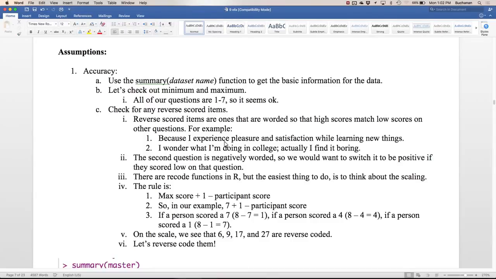So we're going to check for accuracy first, min and max values. That's old news. Here's something new. You don't have to do this on the homework one, but I feel like I've gotten this question about 10 times this week alone, so I went ahead and stuck it in here. Reverse scored items.